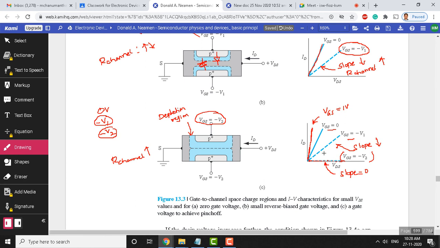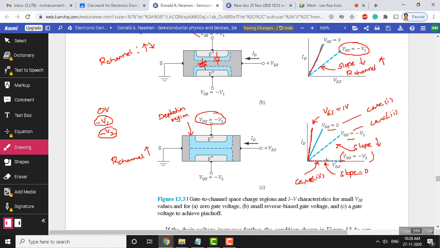So, this is the graph which shows you the third case here, which includes even the first two cases also. This is for case 1, and this is VGS is equal to 0. This is for case 1. So, this is for case 2, and lastly we have case 3 here.